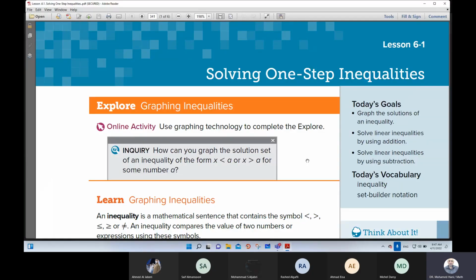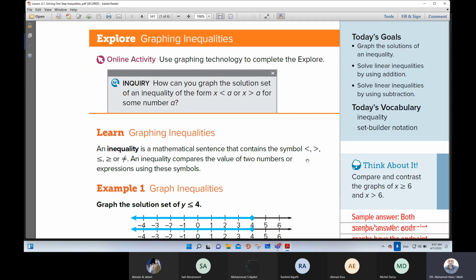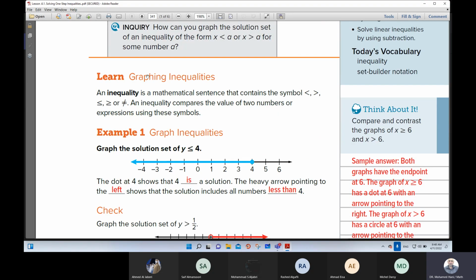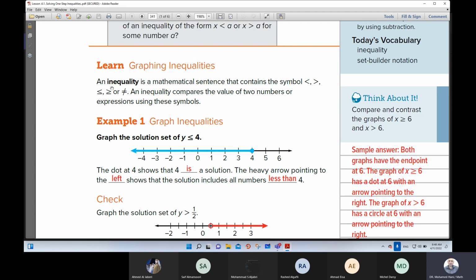Math grade 9 Algebra 1. We are in module 6, the first lesson, solving one-step inequalities. In this lesson, at first, we want to learn graphing inequalities. So what's the meaning of the inequality?